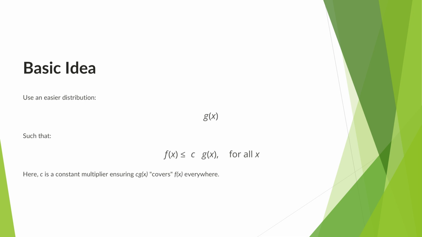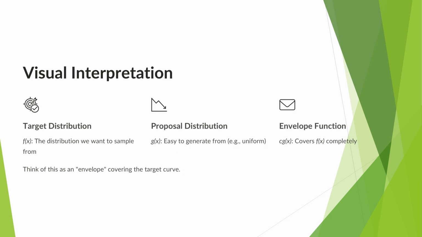To understand this better, let us look at a visual interpretation. Here, f(x) is a target distribution that we want to simulate. g(x) is a proposal distribution, which is easy to generate. And c times g(x) acts as an envelope that completely covers f(x). You can think of this as placing a cover over the target curve.